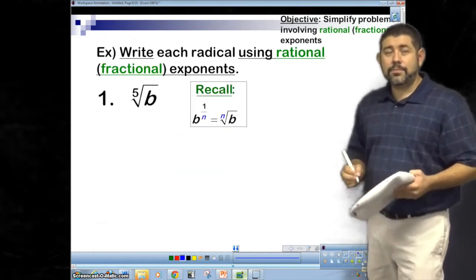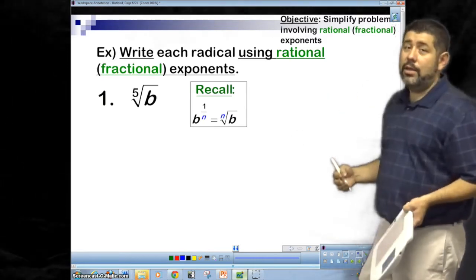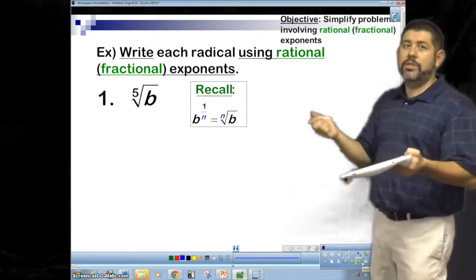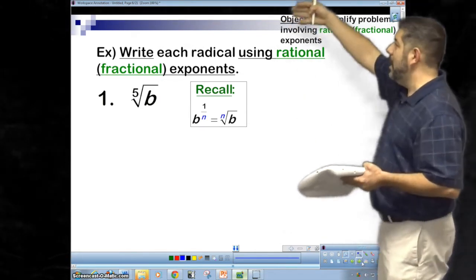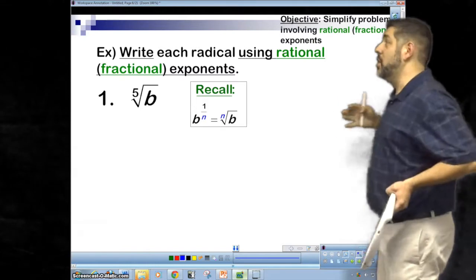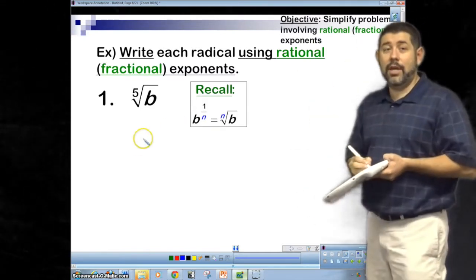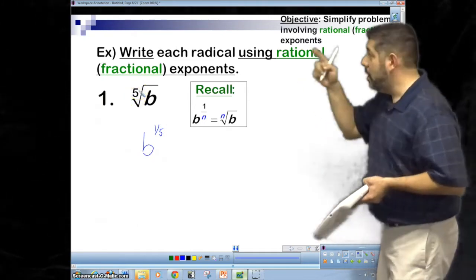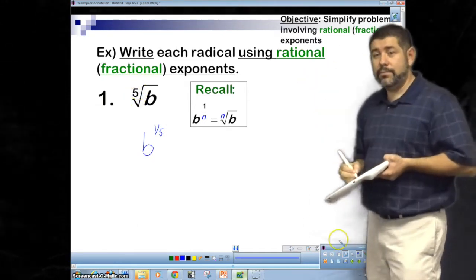Now what if we want to go the other way? If we go the other way, just think about it: the root is going to be the denominator, and that's pretty much all we do. So we're going to take b, and now it's going to be b to the 1/5, because that root is the denominator.